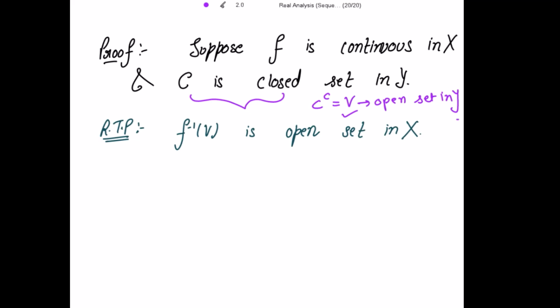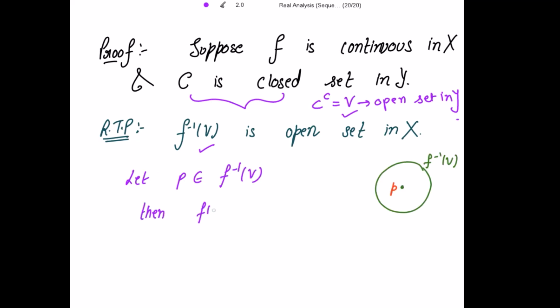So to prove that F inverse V is an open set, let's take one element from F inverse V. Let me take P as an element of F inverse V. Then F of P belongs to V, right? Because V is an open set in Y, so FP is an interior point of V.